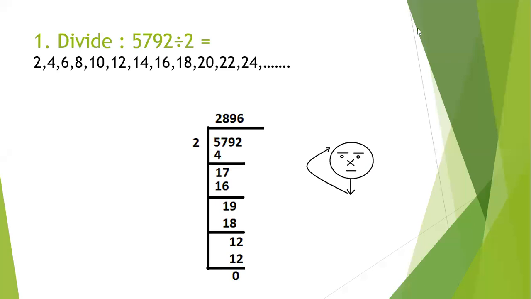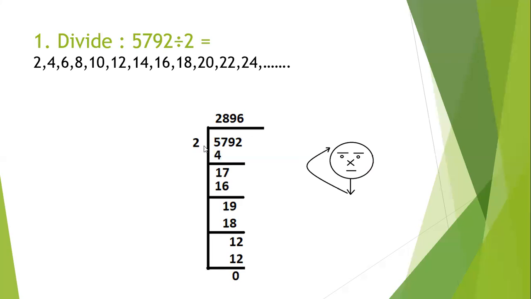Let's divide 5,792 by 2. First of all, ask yourself, is 5,792 divisible by 2? Yes, it's divisible. Why? Because it's an even number. An even number, I can divide by 2 without any remainder. So we can write the multiples of the divisor. The multiples of 2: 2, 4, 6, 8, 10, 12, and so on. And let's use the long division to divide.